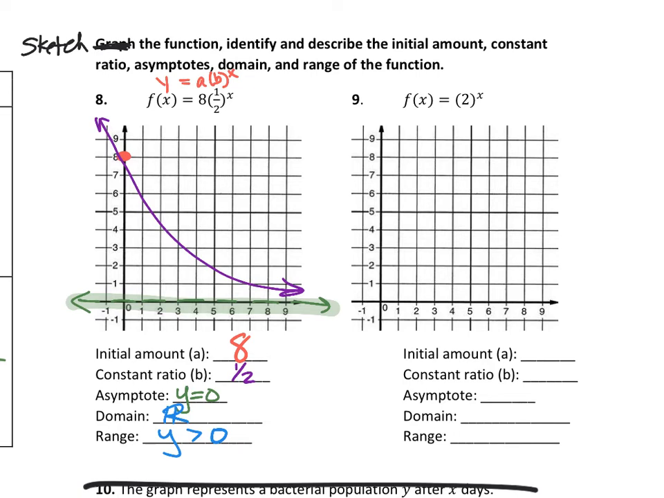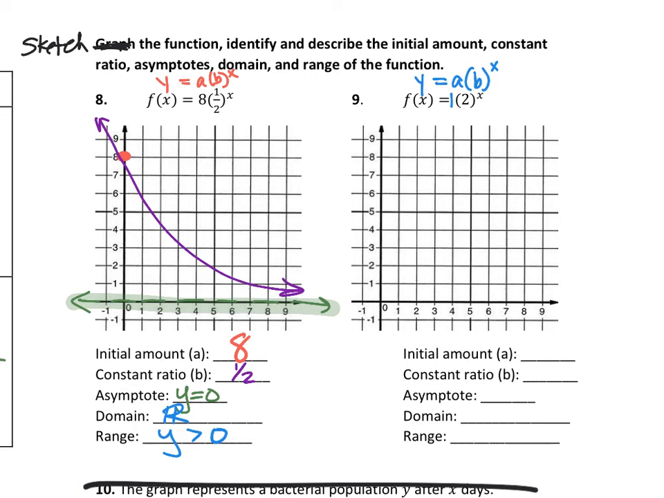If we write our formula above it, which I want you to do, y equals a times b to the x. What's your a value? It's 1. It's an invisible 1, because the 2 is in parentheses and has an exponent of x. So that's not my initial value. My initial value is actually a 1 right there.